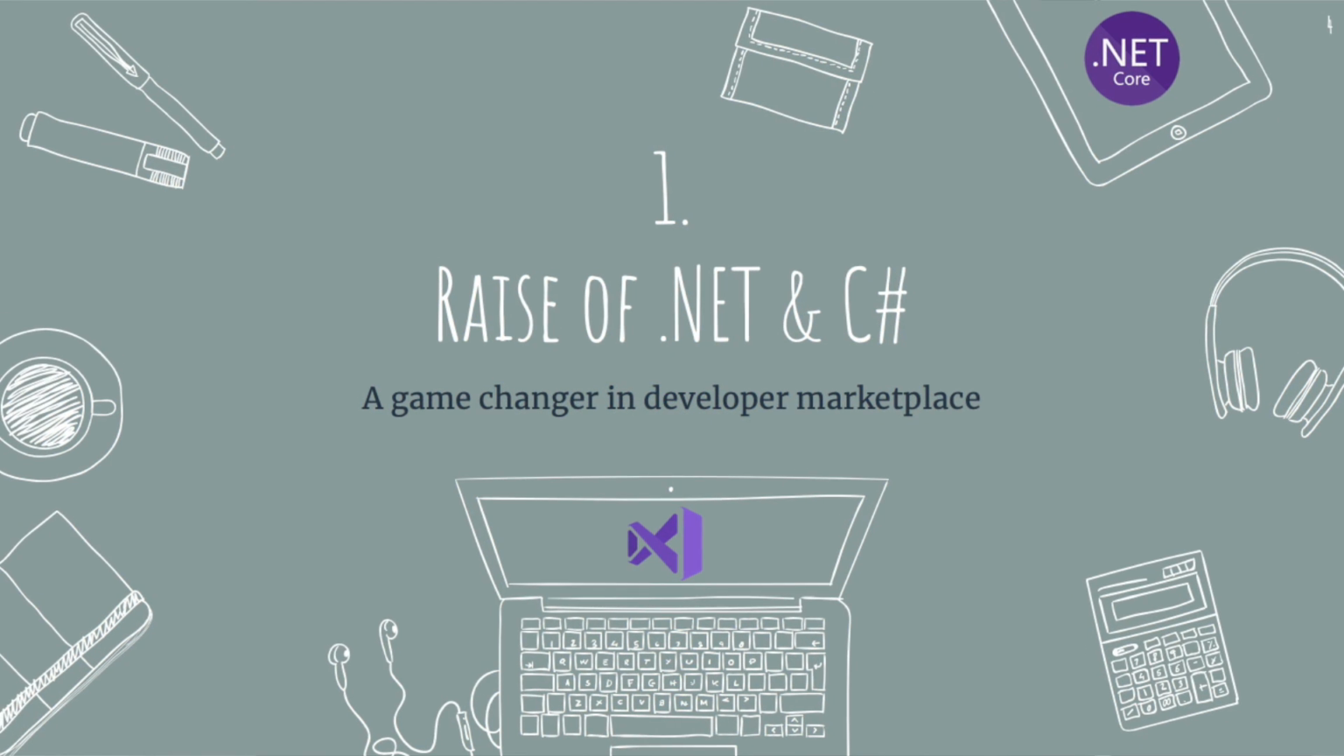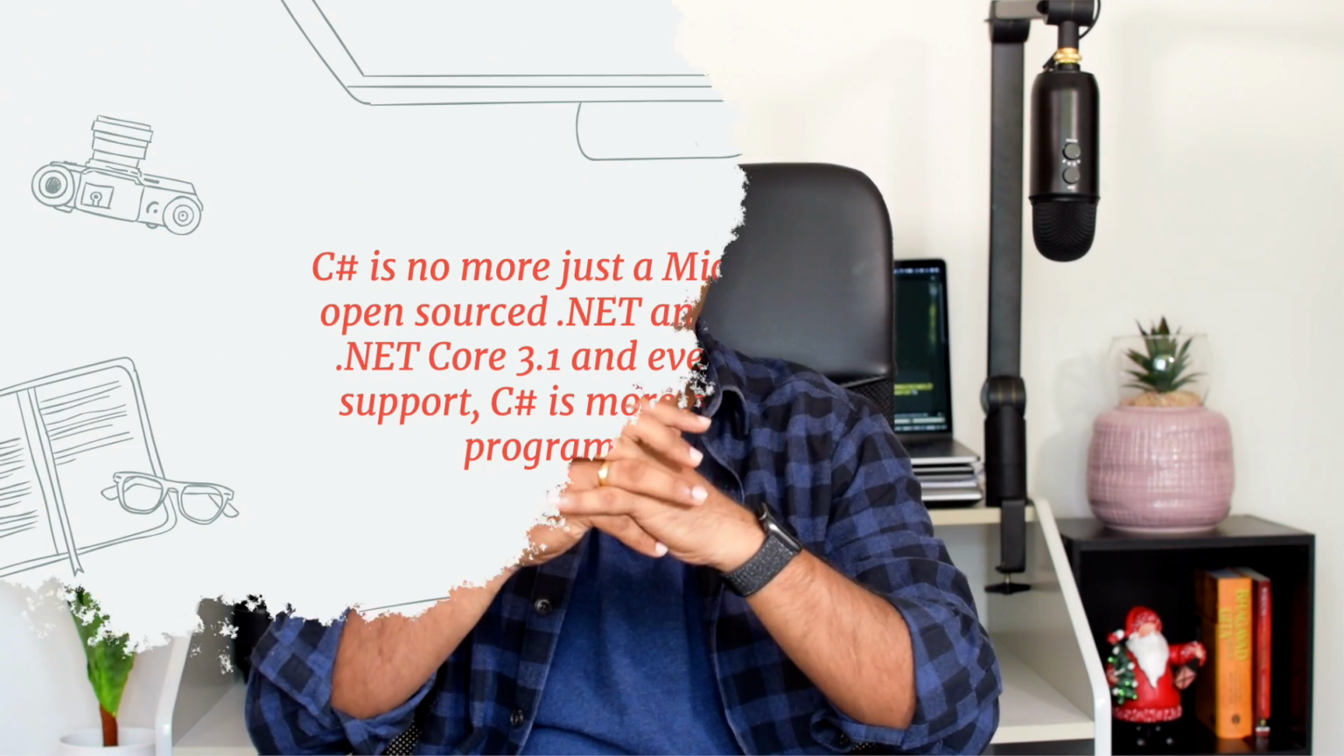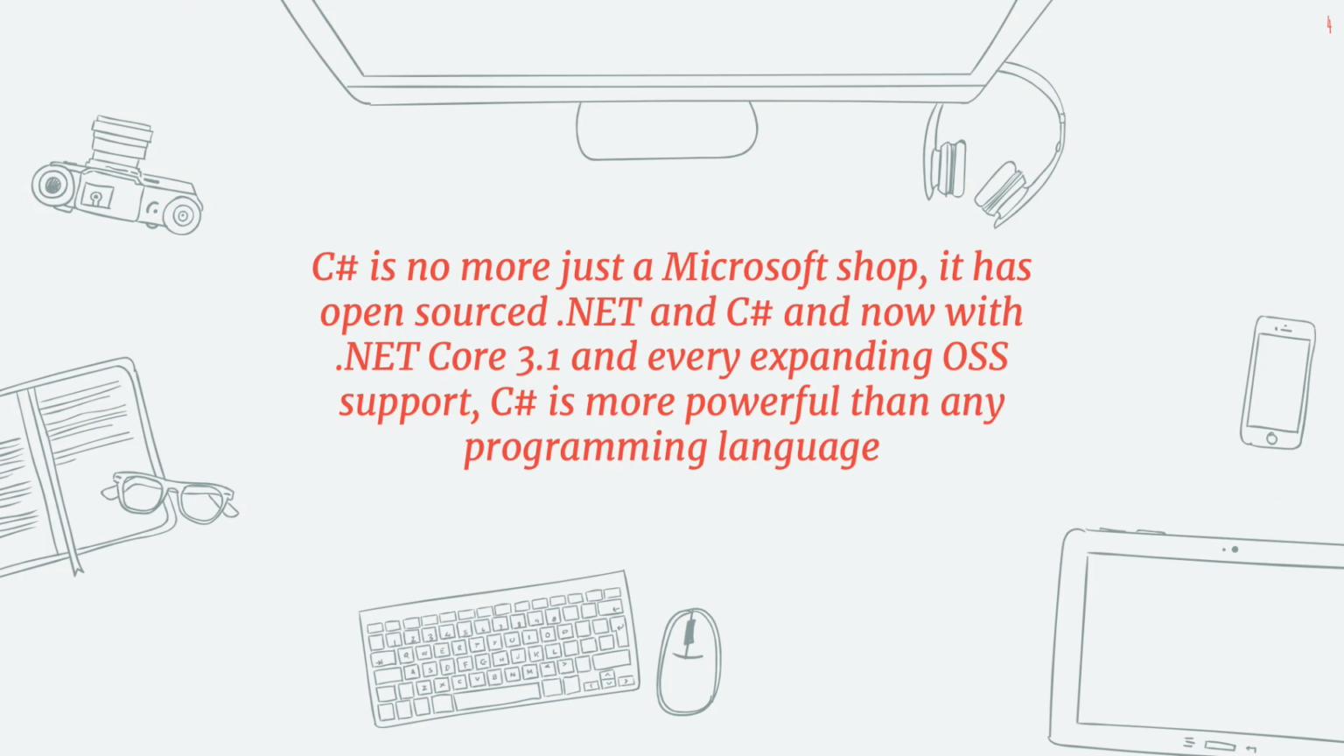The first one is the rise of .NET and cross-platform support. We have been seeing that Microsoft is contributing so much to the open source community, and C# is not just a Microsoft shop anymore. It has open sourced .NET and C#, and now with .NET Core 3.1 and ever-expanding open source software support, C# is more powerful than any other programming language available on the market right now. C# now supports running on Windows, Mac and Linux operating systems, and also on IoT devices, which is pretty cool. That's the reason C# adoption has increased a lot.